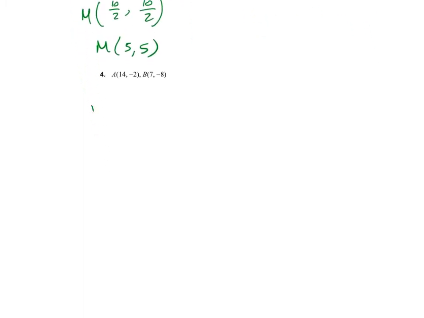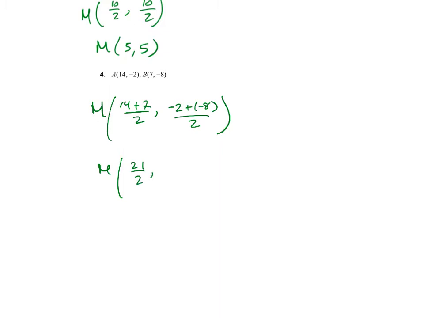Number 4, again, my midpoint is going to be 14 plus 7 divided by 2 and negative 2 plus negative 8 divided by 2. So this is 21 divided by 2, negative 10 divided by 2. So I have the point 21 over 2 and negative 5. And that's it. Pretty easy, right?